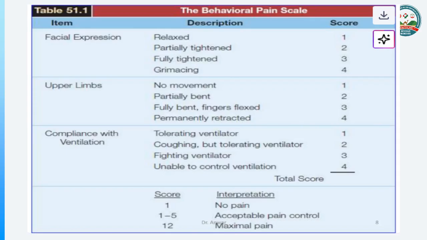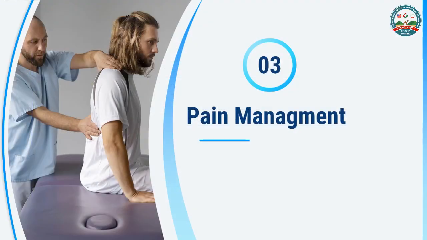A score of 1 means no pain, while a score of 12 indicates severe or maximal pain. A total between 1 and 5 is considered acceptable pain control. This tool allows nurses and doctors to recognize pain even when the patient cannot speak, by observing their facial tension, body movement, and how they interact with the ventilator.